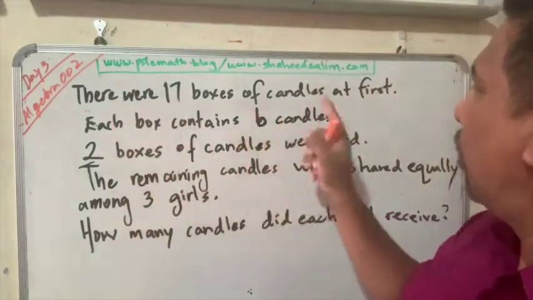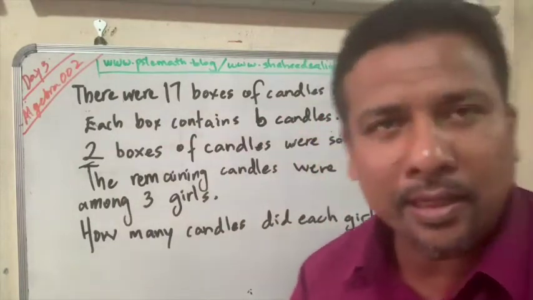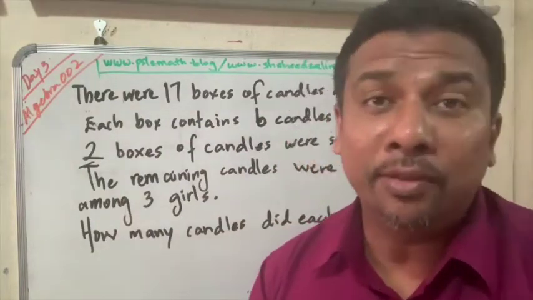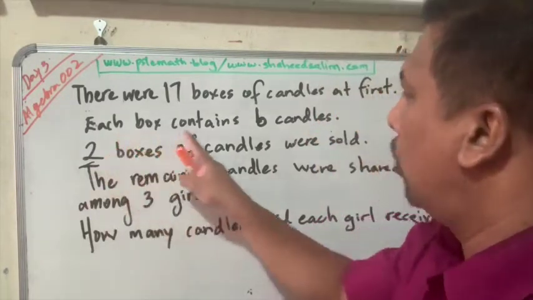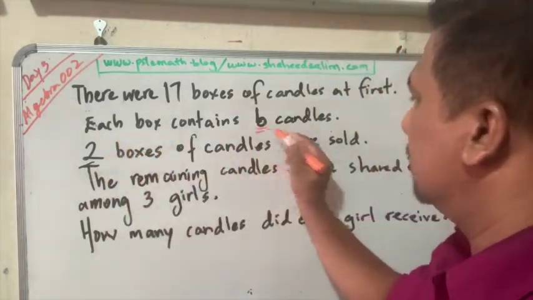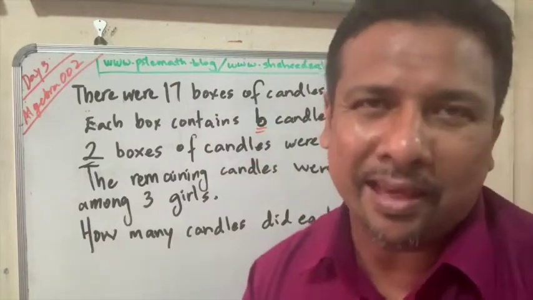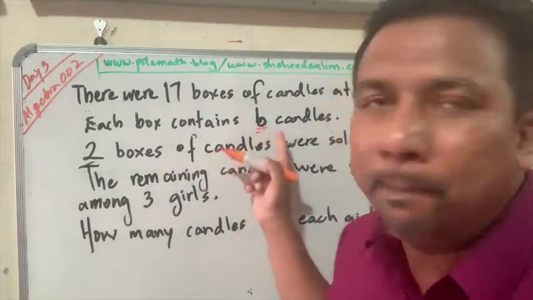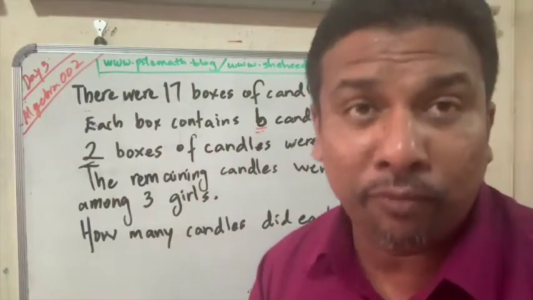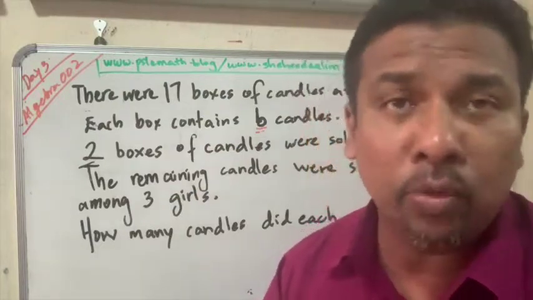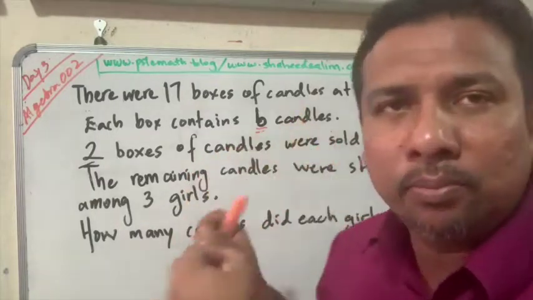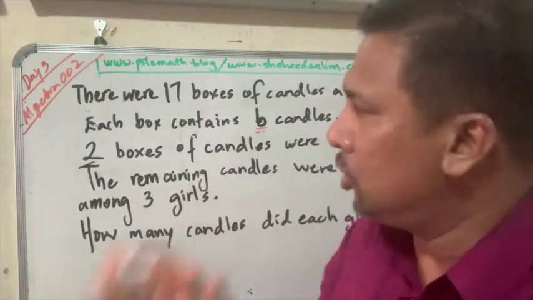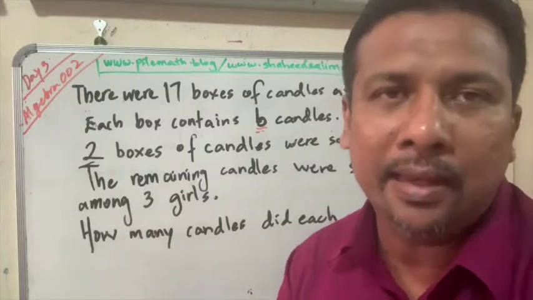There were 17 boxes of candles at first. In the beginning, there were 17 boxes of candles. Each box contains B candles. What are B candles? Well, in algebra, B is a number. It could be 5, it could be 10, it could be 100, we don't know. But we let the number of candles be B. In each box, there are B candles.